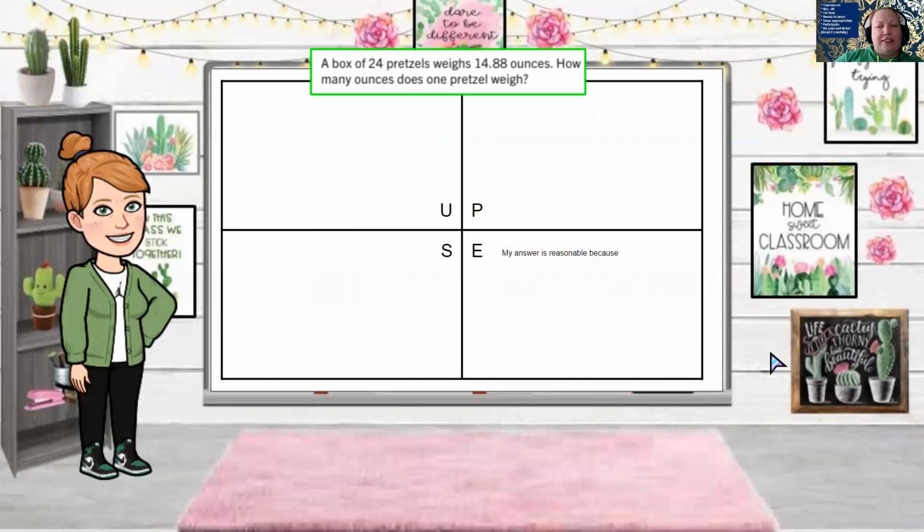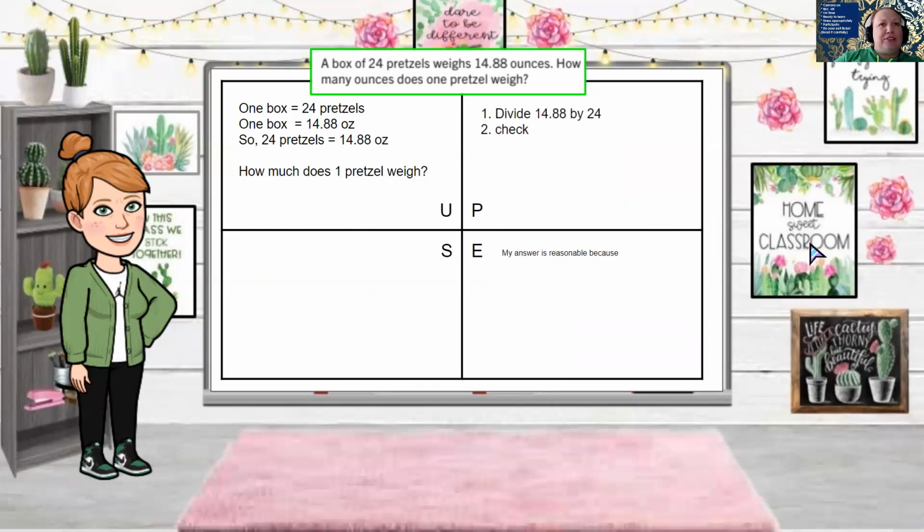Okay, now that you're back, let's check the steps. 1 box equals 24 pretzels. 1 box also weighs 14 and 88 hundredths ounces. So 24 pretzels equals 14 and 88 hundredths ounces. How much does 1 pretzel weigh? Okay, so my plan is to divide 14 and 88 hundredths by 24, and then I will check my answer.